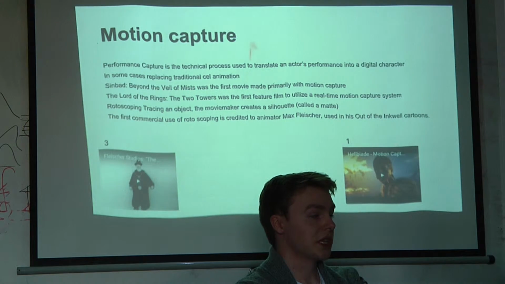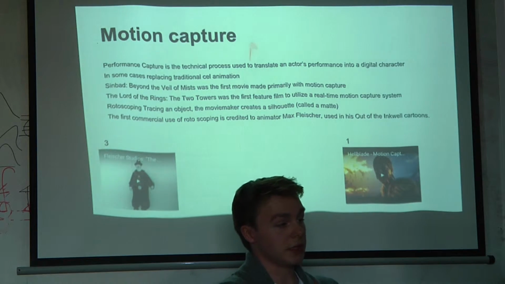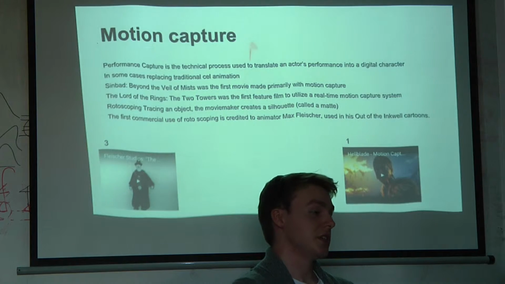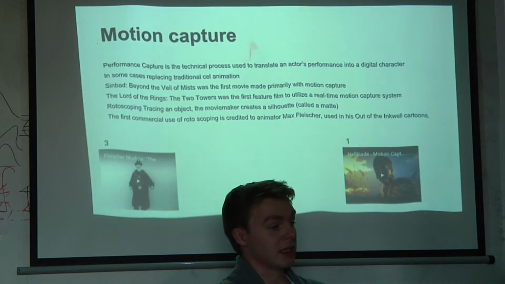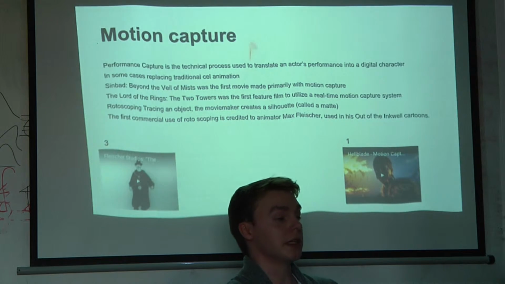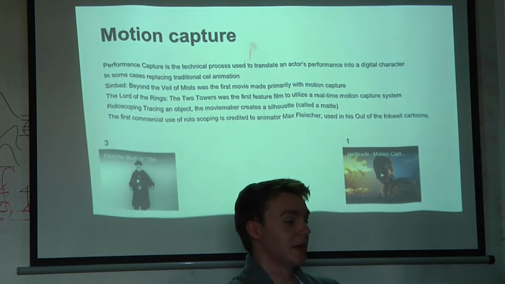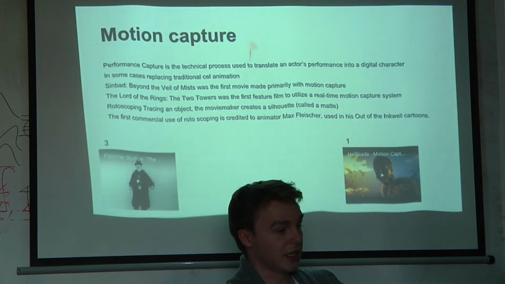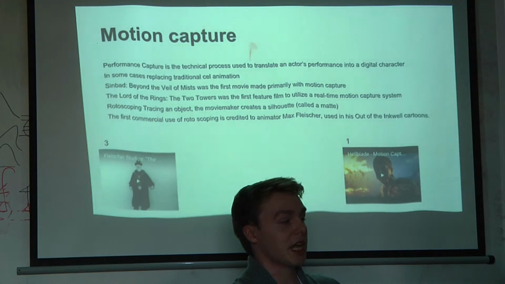So going straight into motion capture, performance capture is a technical process used to translate an actor's performance into a digital character. In some cases, replacing traditional style animation. Sinbad: Beyond the Veil of Mists was the first feature film that predominantly used motion capture. It's not very good if you've ever seen it. And then I suppose the big breakthrough in motion capture was Lord of the Rings: The Two Towers, where Andy Serkis played Gollum in real-time motion capture.